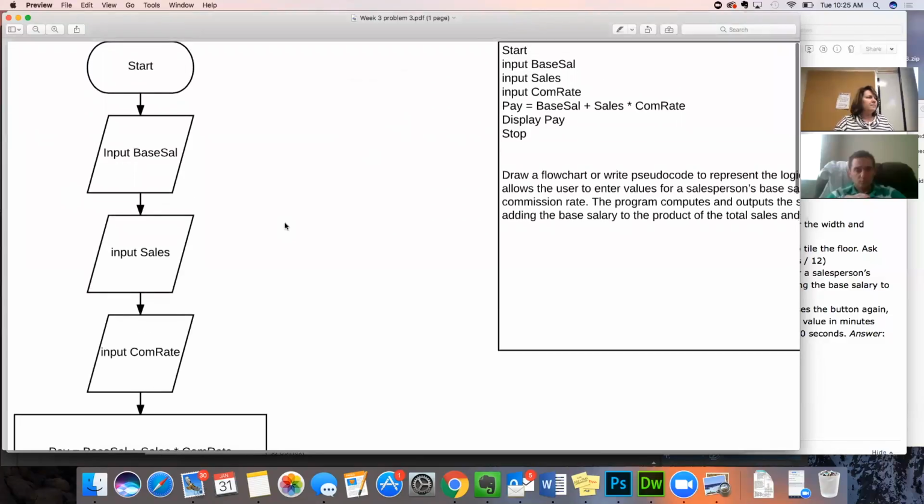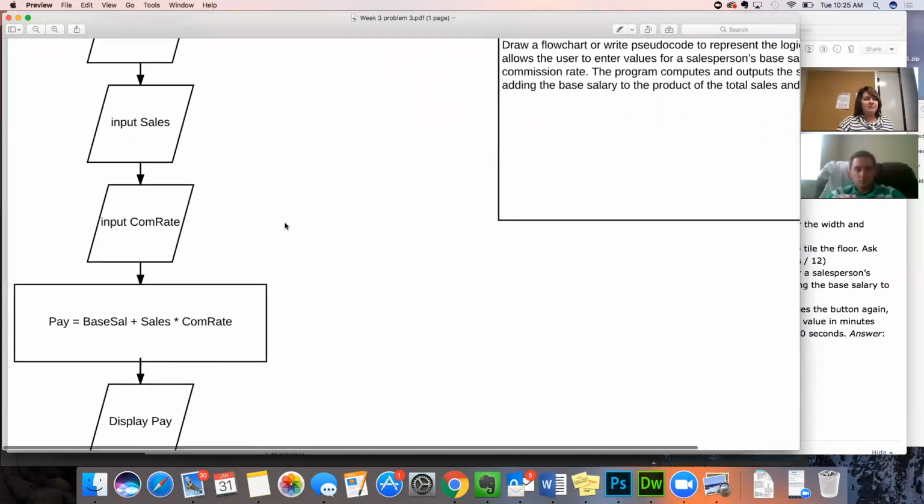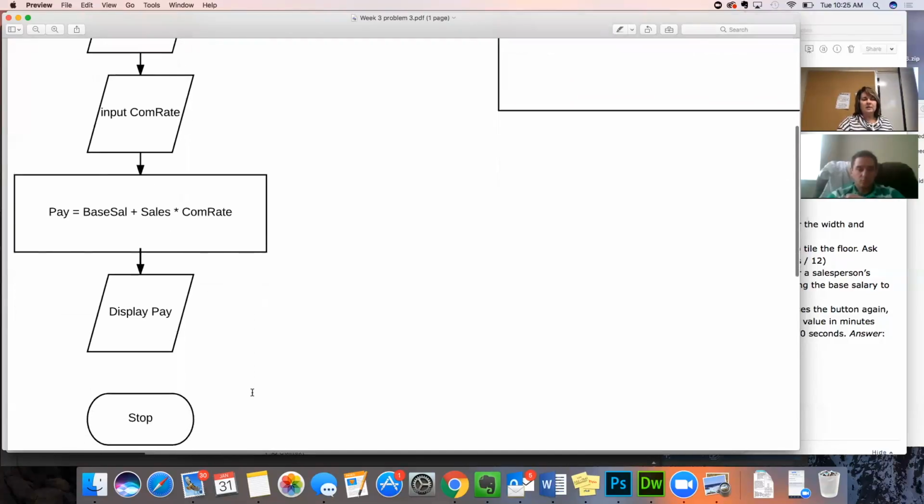So all of you said parentheses are necessary or not? They're not, but when writing the calculation, I always use parentheses just to make sure it's going to do it correctly. But multiplication should come first. So you could put parentheses around the sales times commission rate, plus base salary, equals pay. All right.